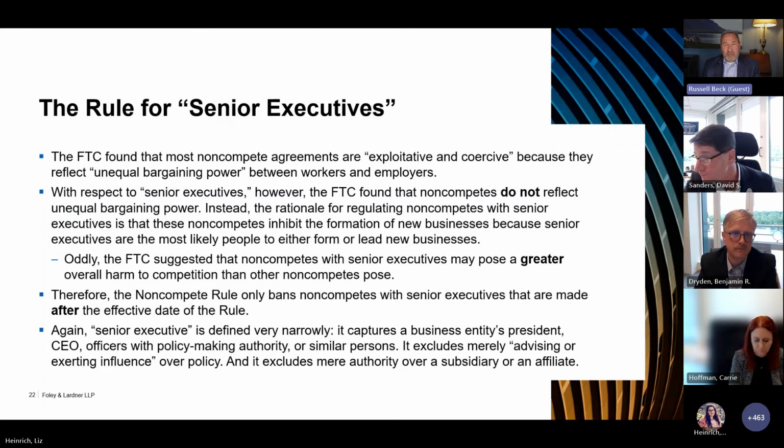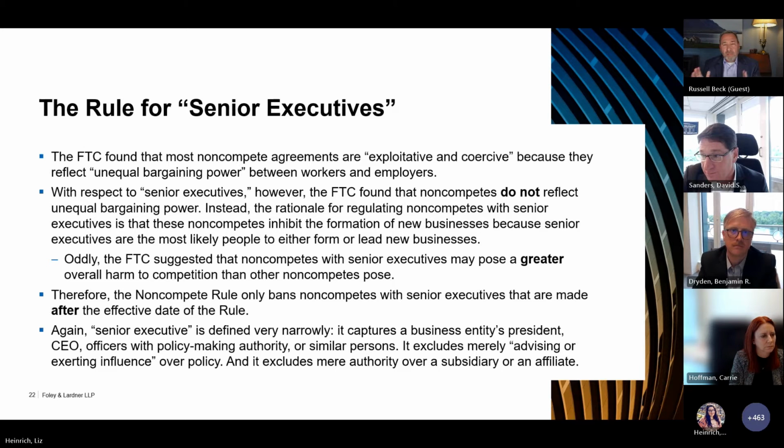Coming back then to the senior executives, that less than 1% of people. Part of the FTC's rationale for issuing the rule was that it determined that non-compete agreements were exploitive and coercive because they reflect unequal bargaining power. Now, you may agree or disagree with that policy, but that is where they came out on it. But with senior executives, they said they're not worried about unequal bargaining power. The rationale for regulating non-competes with senior executives is that they are the ones who have a greater impact on innovation and on startups. If you don't let them move, then we're going to have fewer startups and less innovation.